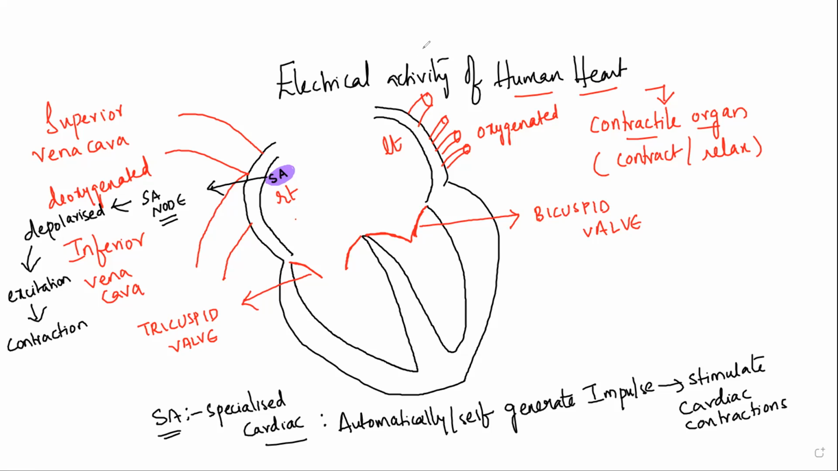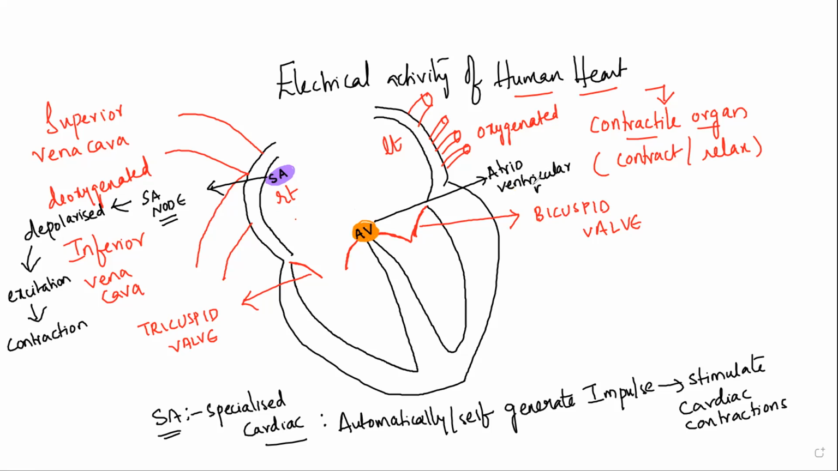So we see that there is another such electrically active place here, which is called the AV node. It's just in between the auricles and ventricles here near the interventricular septum. It's called the atrioventricular node.